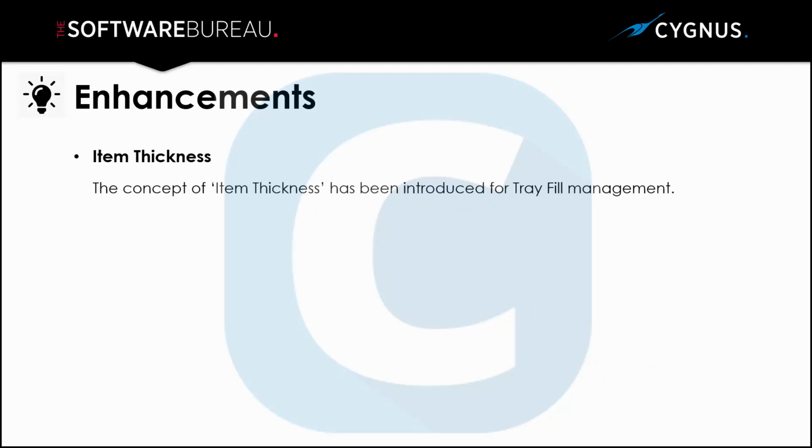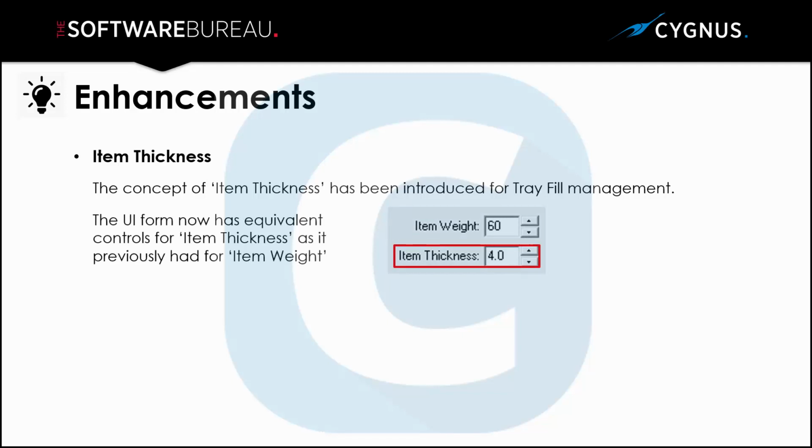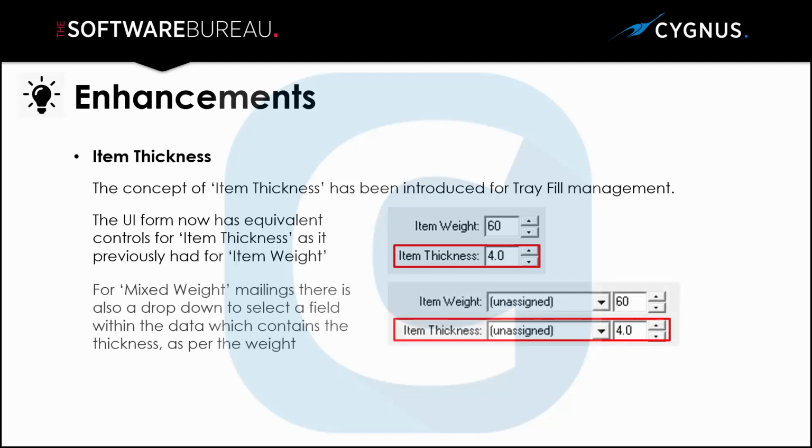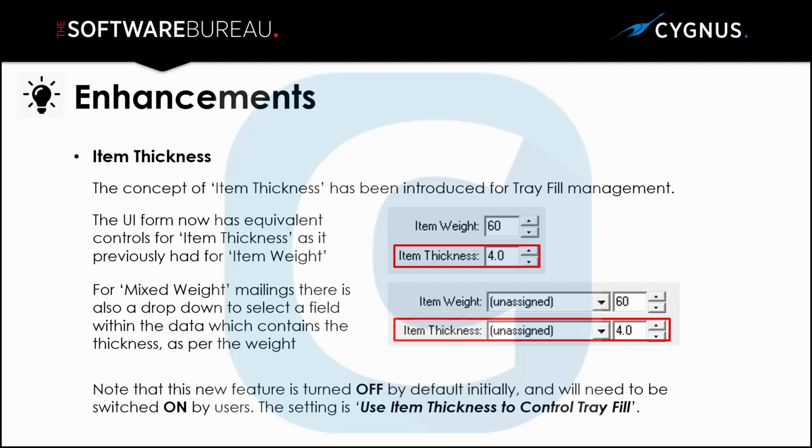Item thickness. The concept of item thickness has been introduced for tray fill management. The user interface form now has equivalent controls for item thickness as it previously had for item weight, as you can see on the right hand side. And if you're doing a mixed weight mailing, there's also a drop down now to select a field within the data which contains the thickness as per the weight as previously done. Note that this new feature is turned off by default initially and will need to be switched on by users. The setting is use item thickness to control tray fill.